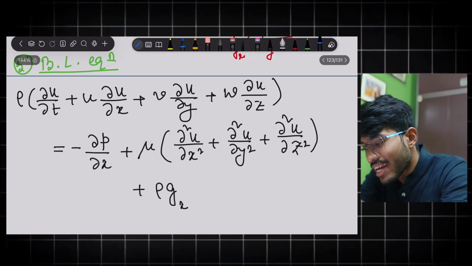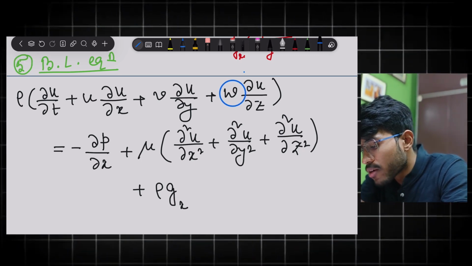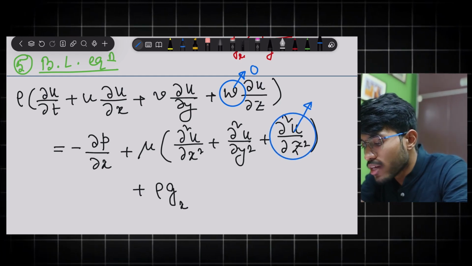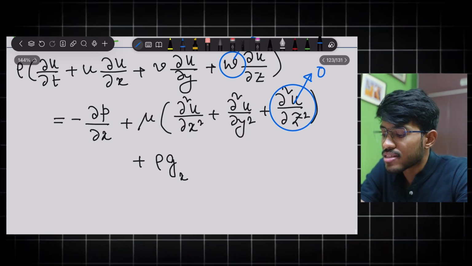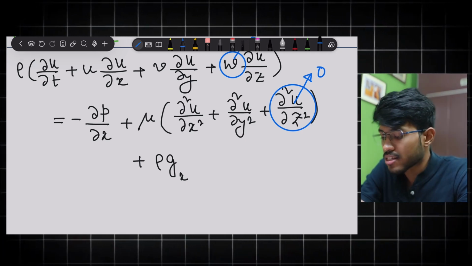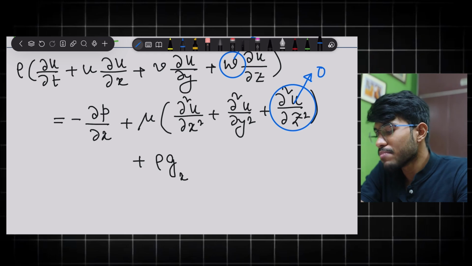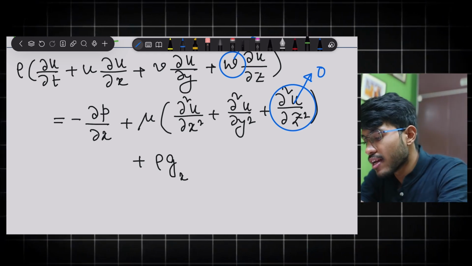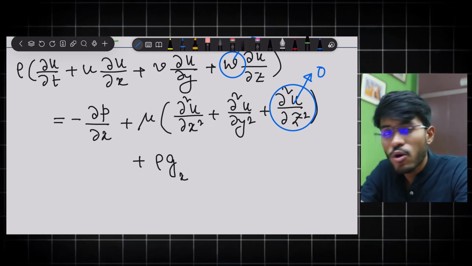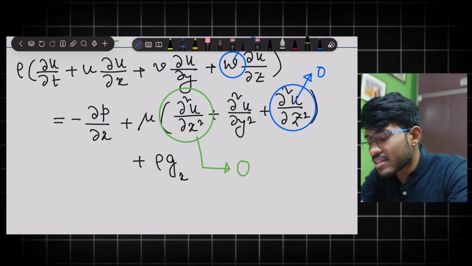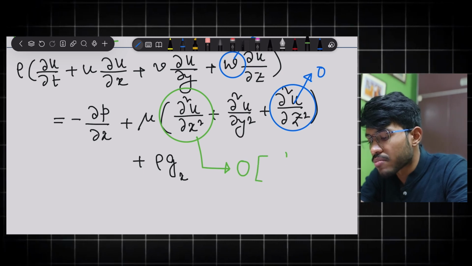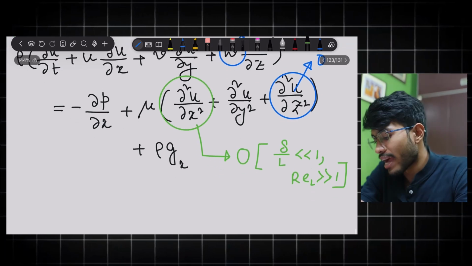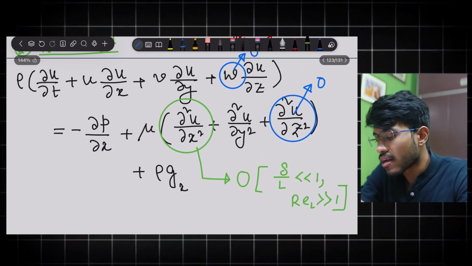So if it is 2D, then directly this w term will be dropped out. If this is 0, this will also be 0. So if it is 2D, then anything that is coming as the gradient of the z direction, that will be 0. Now, in boundary layer equation, because of a particular assumption, this term is 0. And do you know why that is 0? That is 0 because we have the assumption this, and the Re_L is much greater than 1. Okay, and so this is actually the boundary layer equation.